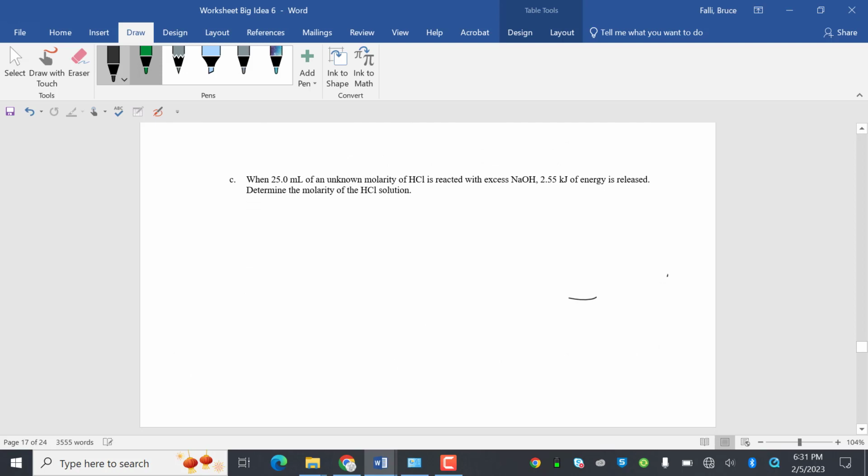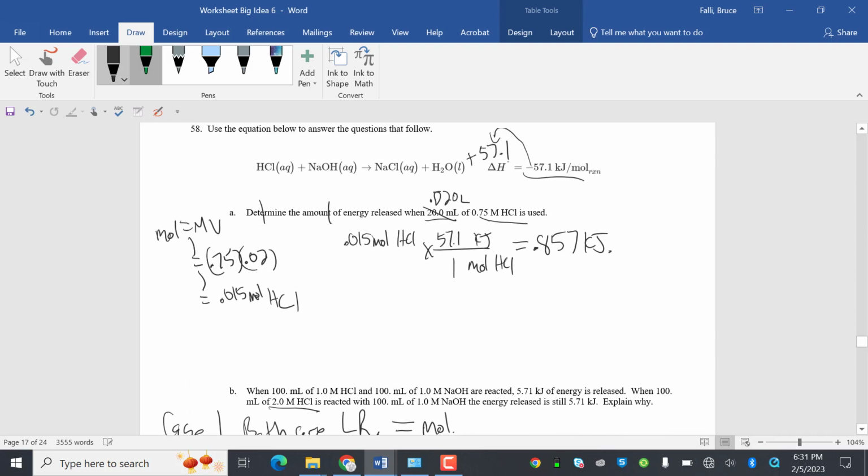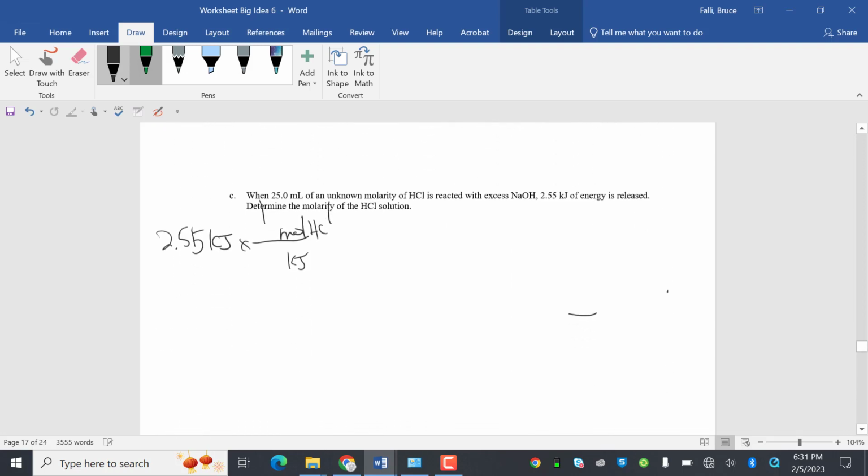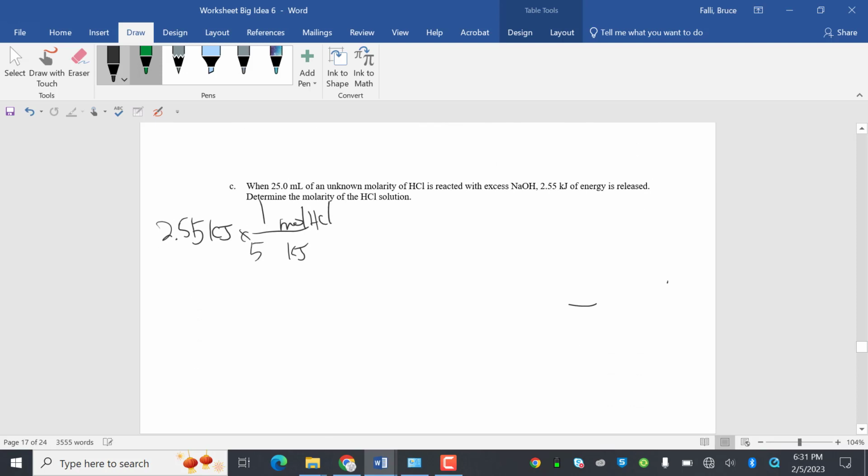When 25 milliliters of unknown molarity HCl reacts with excess NaOH, 2.55 kilojoules of energy is released. So let's go 2.55 kilojoules into moles of HCl. I remember that was a 1, but I forgot my kilojoules: 57.1 kilojoules. So that will tell me how many moles I need. 2.55 divided by 57.1 is 0.0447.